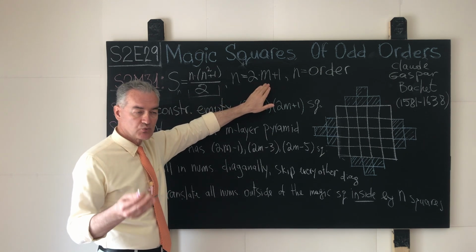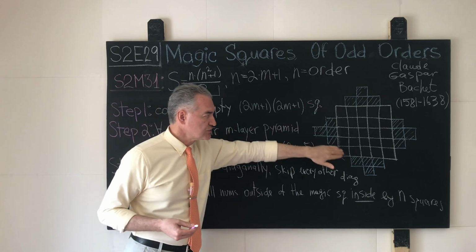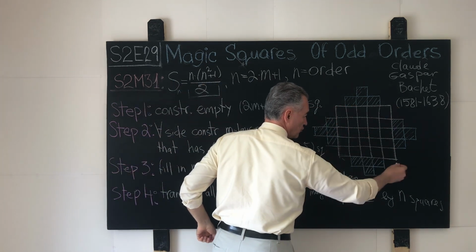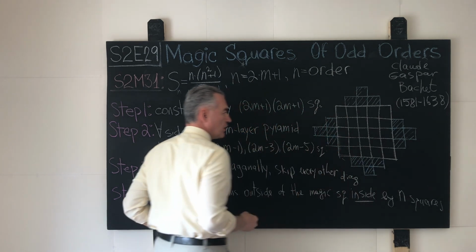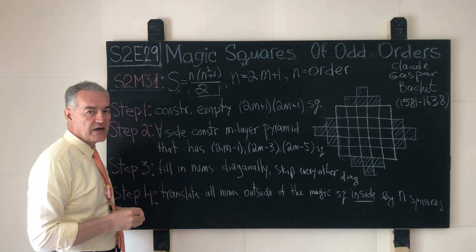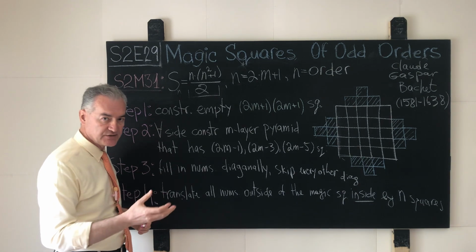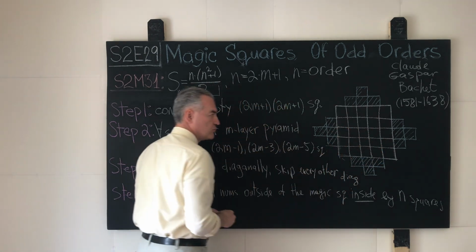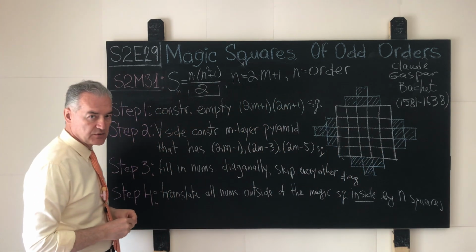2 times 2 plus 1 is 5. So in the first step, we construct an empty n by n, or 2m plus 1 by 2m plus 1 square, with n square smaller squares, or n square equally sized cells, positioned inside the parent square, as shown over here, and we explained how to do that in the previous segment.